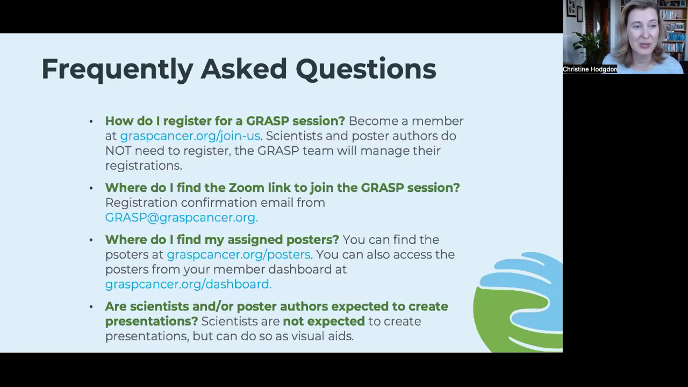Some of the frequently asked questions we get from the scientists are, how do I register for a GRASP session? It's pretty easy. You just have to become a member first. You can go to our website at graspcancer.org/join us. And actually, for you, it's really easy because we register both the scientists and the poster authors on the back end, so you do not need to register yourself. You'll receive an email if you're a member to let us know your availability and interest in joining a future poster walkthrough.